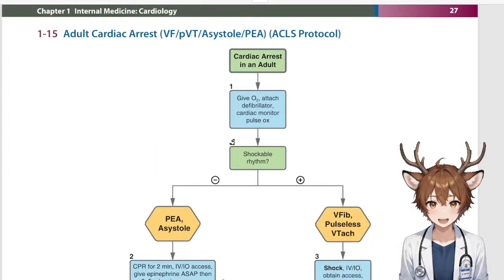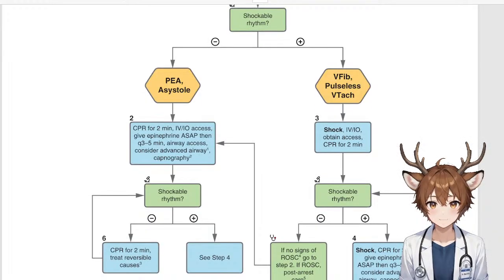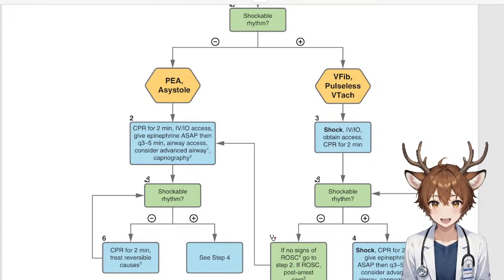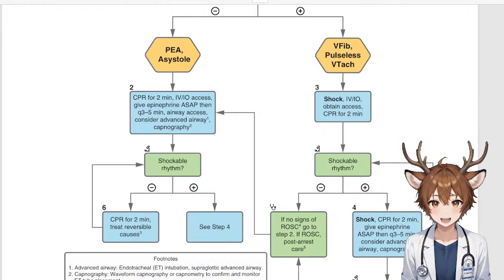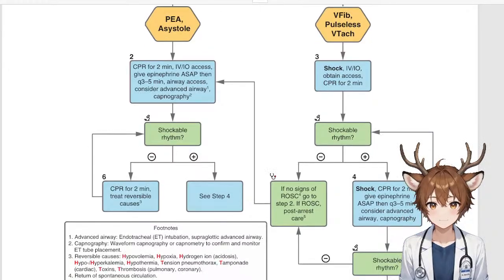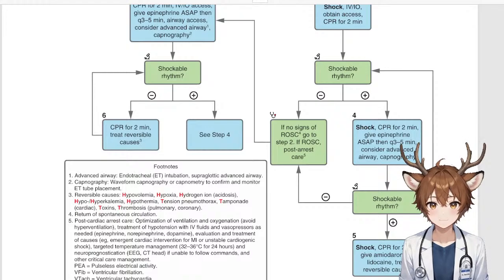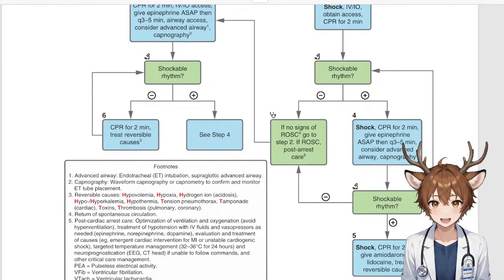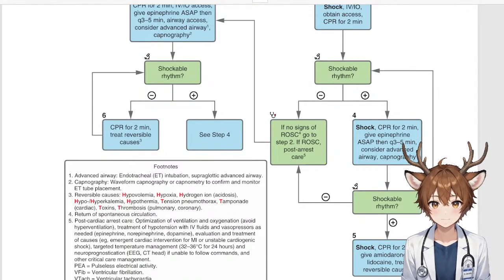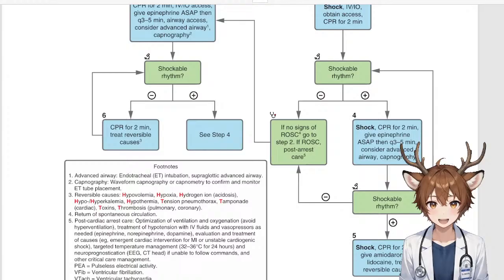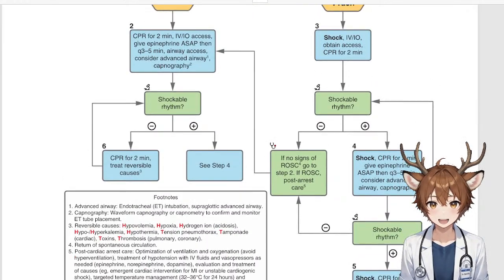So let's go back to this earlier part. Cardiac arrest in an adult, we give the oxygen, and so forth. Is it shockable? If it's shockable, then VFib or pulseless ventricular tachycardia. What do you do in that case? Shock, IV/IO access, CPR for 2 minutes. Then you check again: shockable rhythm? If it's not shockable and there are no signs of ROSC (step 4), go to step 2. What is ROSC? Return of spontaneous circulation. If there are no signs of return of spontaneous circulation, you go to step 2, which is what we were talking about before with PEA and asystole. Go back to step 2.